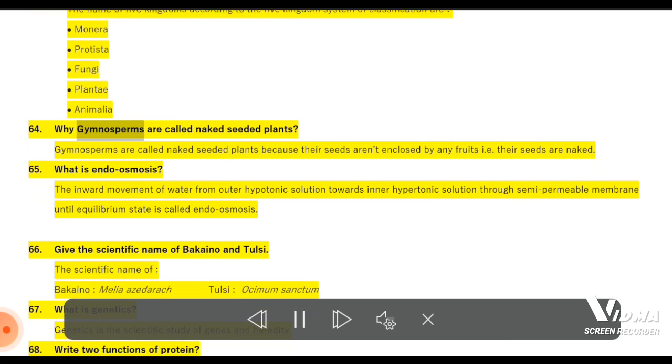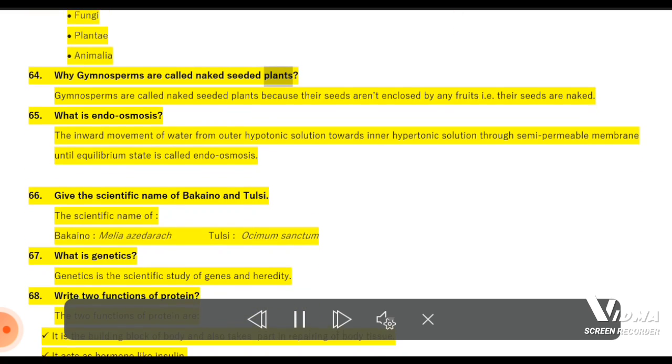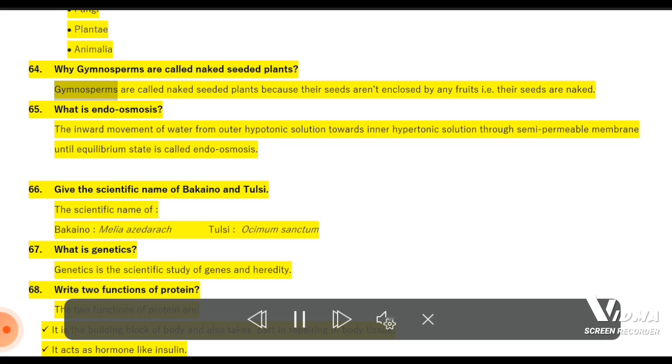64. Why gymnosperms are called naked-seeded plants? Gymnosperms are called naked-seeded plants because their seeds aren't enclosed by any fruits, i.e., their seeds are naked. 65. What is endoosmosis? The inward movement of water from outer hypotonic solution towards inner hypertonic solution through semi-permeable membrane until equilibrium state is called endoosmosis.